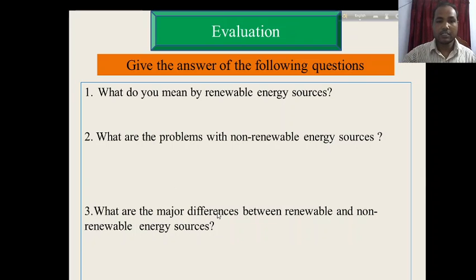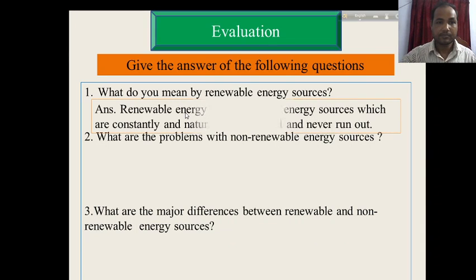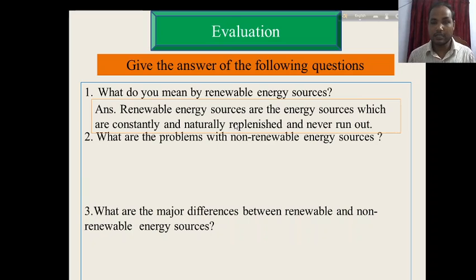Number three, what are the major differences between renewable and non-renewable energy sources? That means some points of dissimilarity between renewable and non-renewable energy sources. I hope you will be able to easily write the answers of these questions. Let's see the first question's answer. Renewable energy sources are the energy sources which are constantly and naturally replenished and never run out. That means we can say in short, the kind of energy that is unlimited in the world.